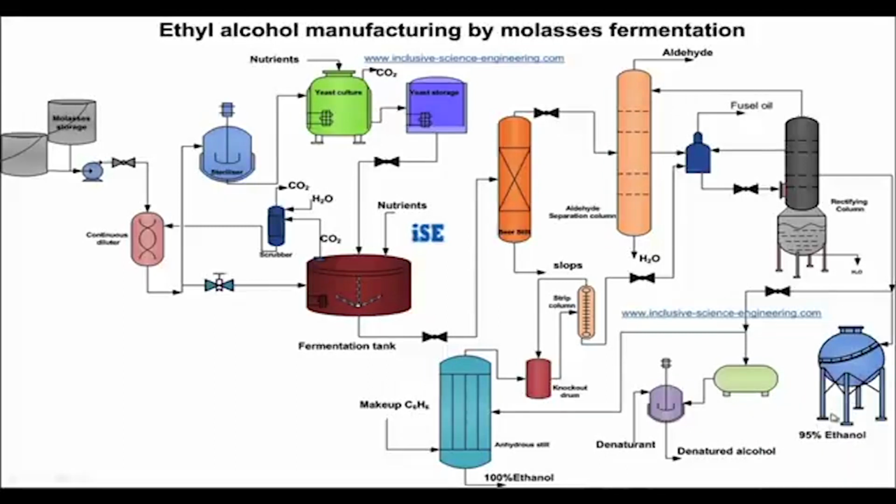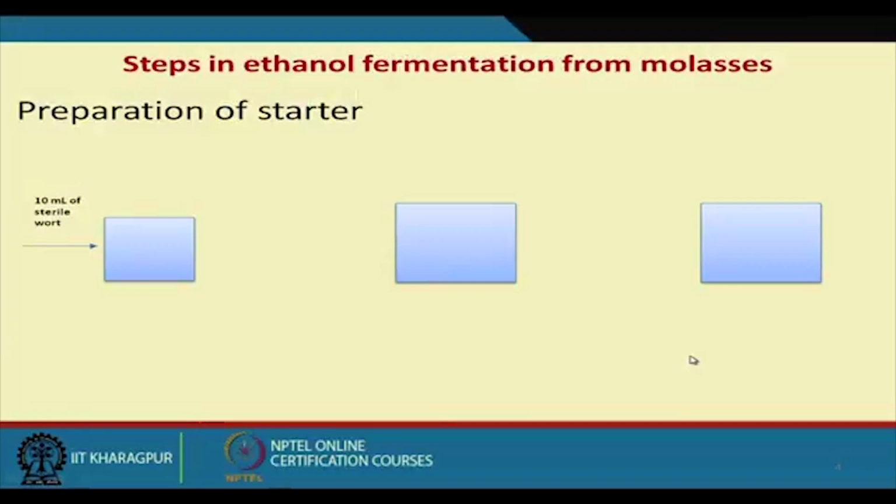Then we get, I told you, 95% ethanol, but if we want to have 100% ethanol, then we shall have to use benzene as a solvent. We cannot use water, but we can use benzene as a solvent, then you can get 100% ethanol. So this is like this. We can add some kind of chemical to make the alcohol denatured. This is how it is in practice in the industry.